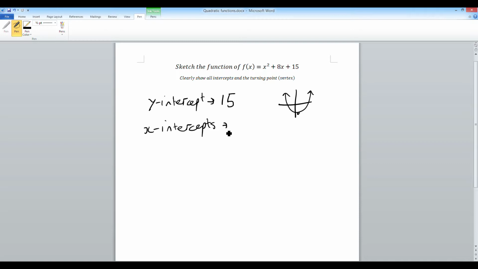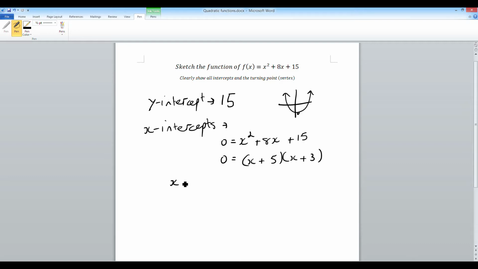So for my x-intercept, y is equal to 0, therefore 0 is equal to x squared plus 8x plus 15. Then I can factorize this. In other words, I can create two sets of brackets. So if I look at the factors of 15, I notice that 5 and 3 added together will give me 8. So it factors well. Then I can use my null factor law.